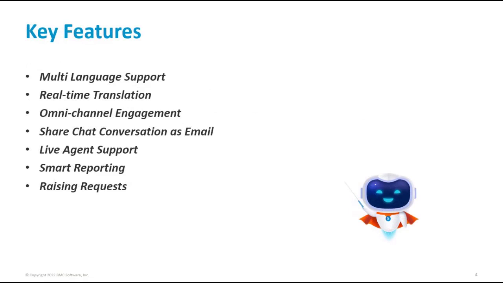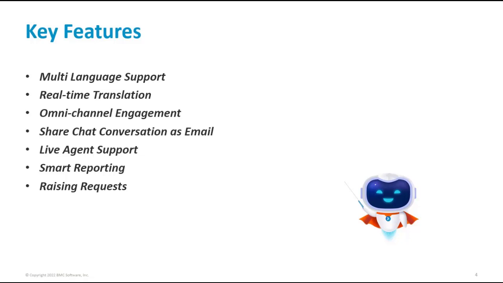Virtual agent key features. Multi-language support: has the ability to train the chatbot in multiple languages to support end users across the globe. Real-time translation: can be enabled in chatbot conversations so that end users can interact with the chatbot in a language of their choice. Omni-channel engagement: end users can interact with chatbot through multiple channels, including Skype, Slack, Microsoft Teams, web, and SMS. Current integrations include business workflows and digital workplace advanced.